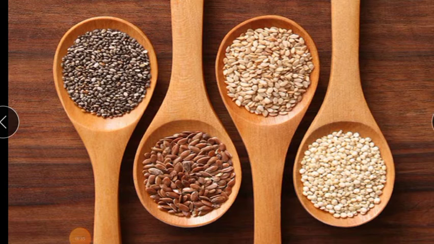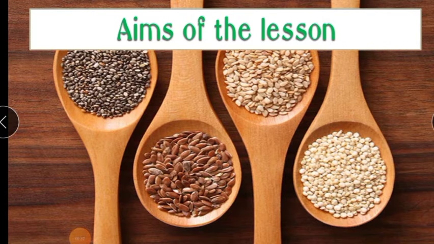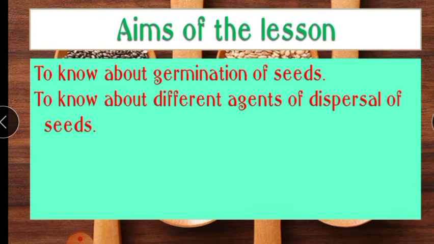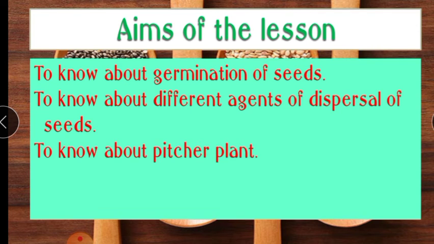So, let us quickly have a look at the aims of the lesson. Our first aim is to know about germination of seeds. To know about different agents of dispersal of seeds. To know about pitcher plant. To know about velcro.